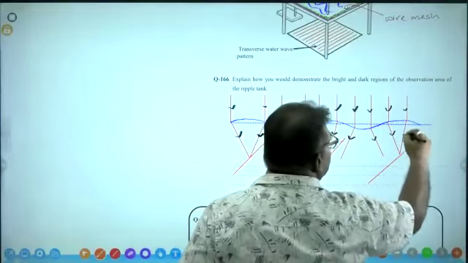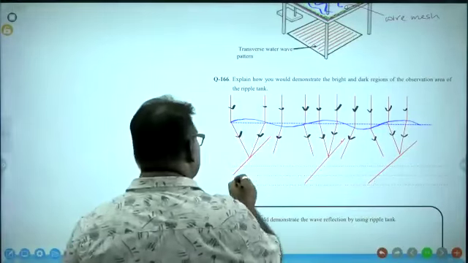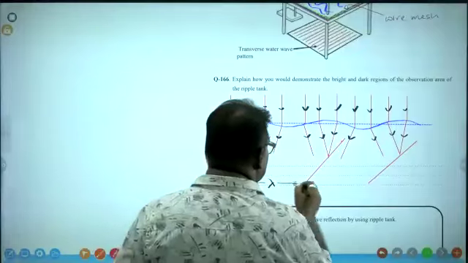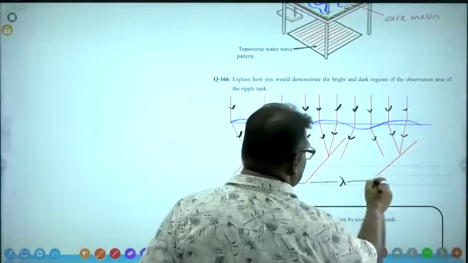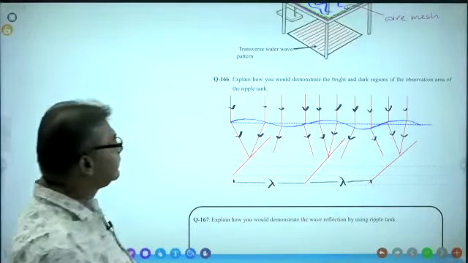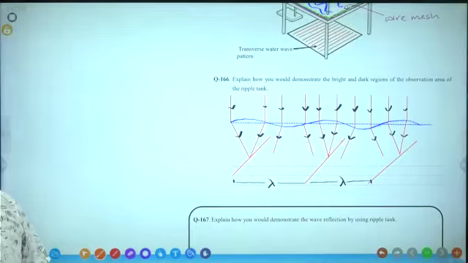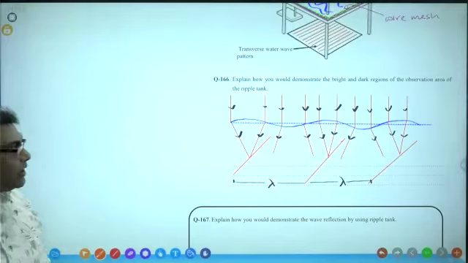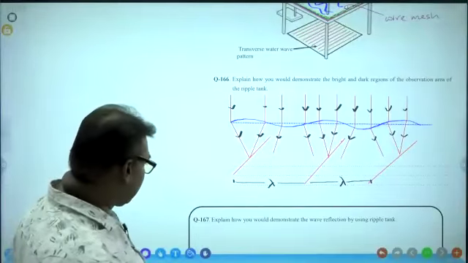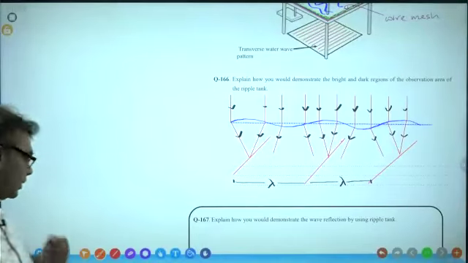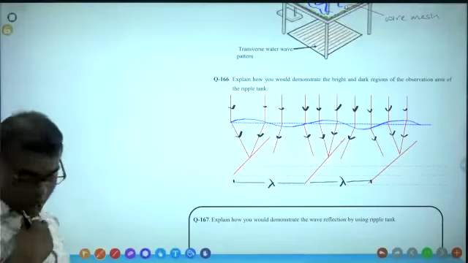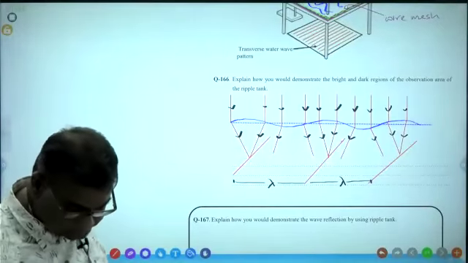Okay, can we copy this one first? And here to here the gap is the wavelength, right? That's it. Okay, now after copying the diagram, we have to draw how we obtain the bright region and dark region in the ripple tank. Copy the diagram.